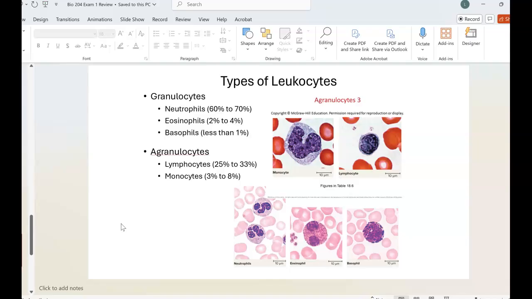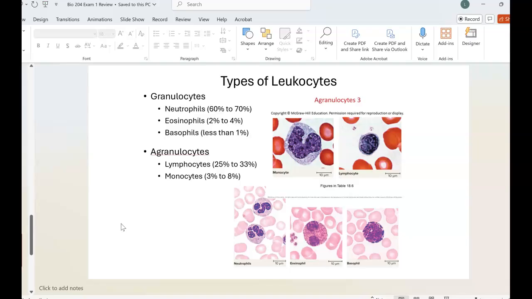Monocytes, they're going to help us with our long-term immunity, just like our B and T cells do. Monocytes will circulate in the blood, then they'll get into tissues and power up to these big macrophages that will gobble up pathogens. And then they can actually display those pathogen antigens on their surface and then present them to those lymphocytes. So I remember the order as Granny likes mangoes.